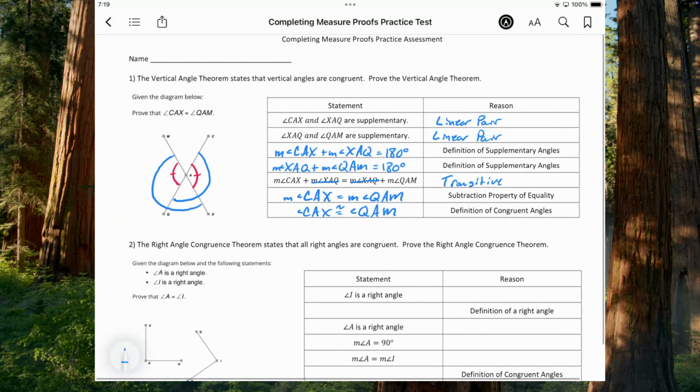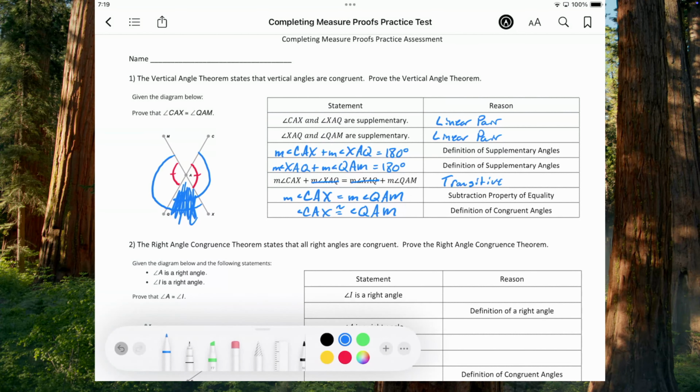Okay? And so again, what we did was say that the blue pair of angles on the right was equal to 180, and the blue pair of angles on the left was equal to 180. We subtracted this out and said, okay, if we subtract the same thing from both of them, they must be equal.